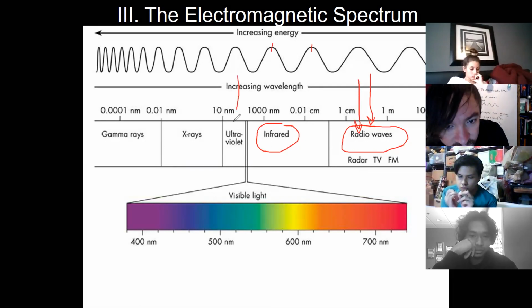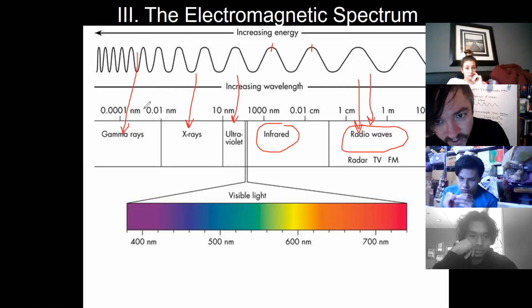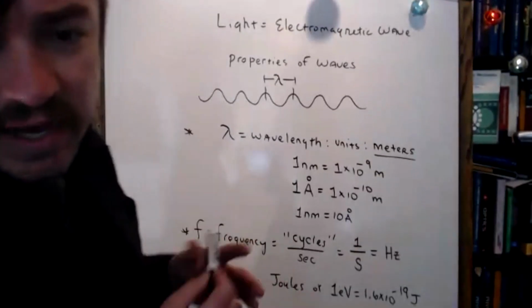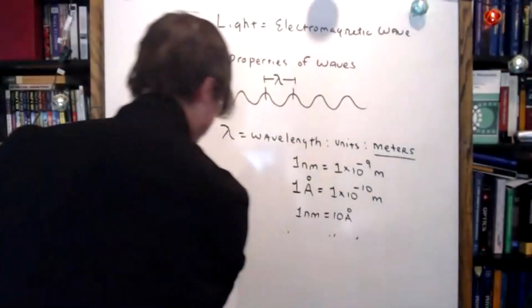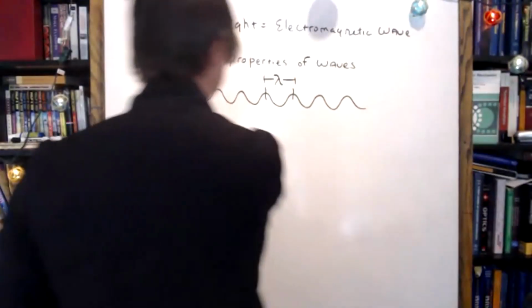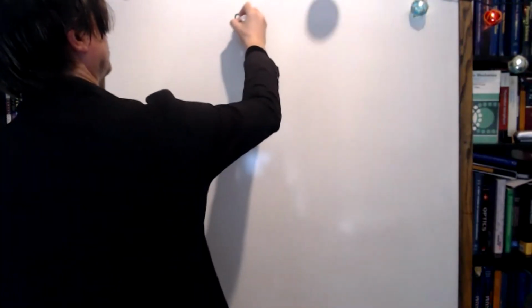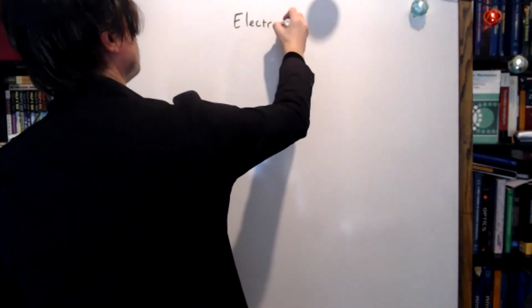On the short end of the spectrum, we have ultraviolet light, which gives you a sunburn, X-rays, which come from nuclear reactions, and the very deadly gamma rays, which come from nuclear reactions as well. Because this is an important point, I think we ought to take some notes on it. So let's make a diagram of the electromagnetic spectrum.